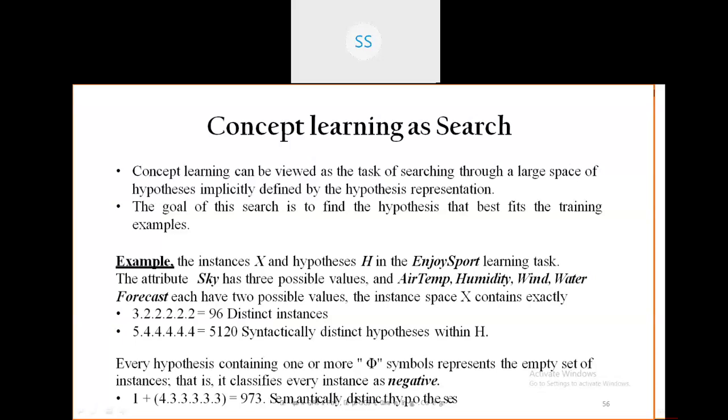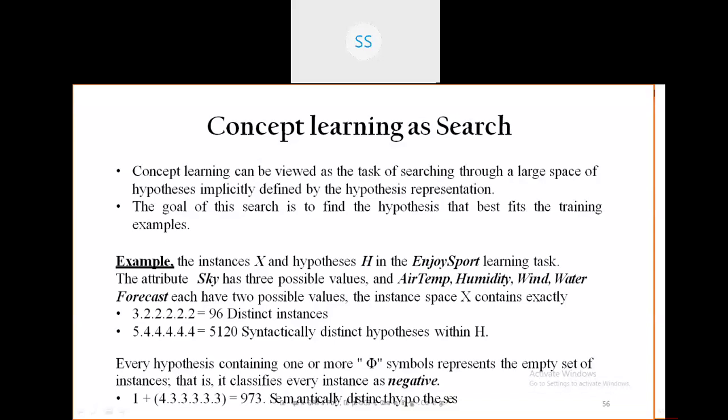For example, consider the instances X and the hypothesis H in the Enjoy Sports learning task. The attribute sky has three possible values, and air temperature, humidity, wind, water and forecast can have two possible values each. The instance space X contains exactly 3 times 2 times 2 times 2 times 2 times 2, that is 96 distinct instances.